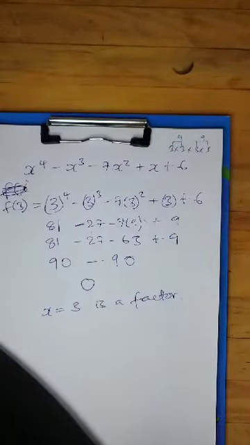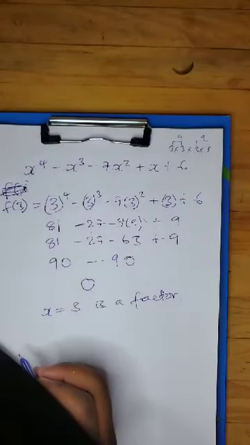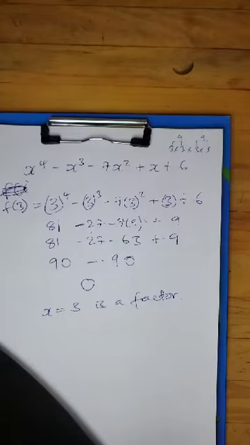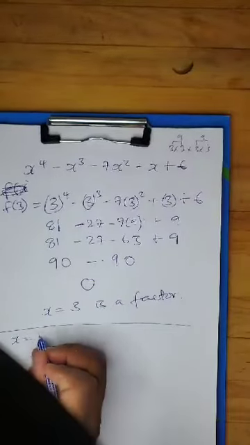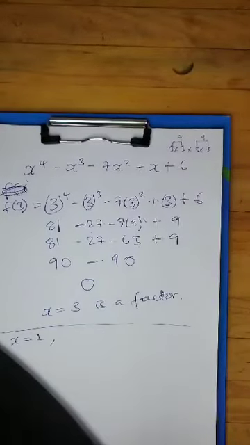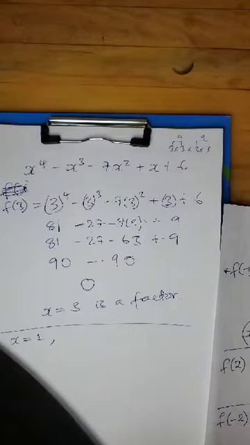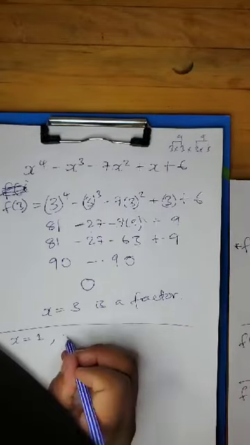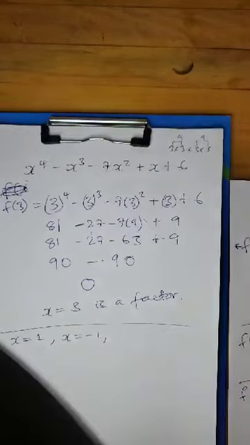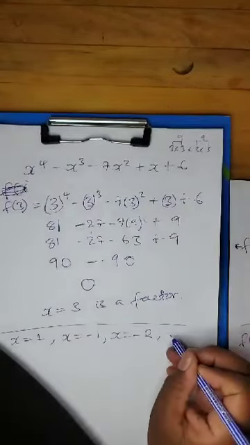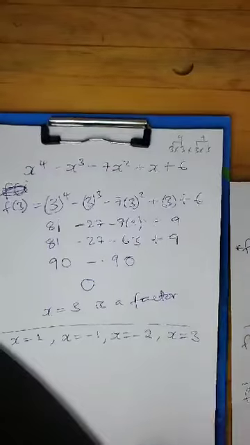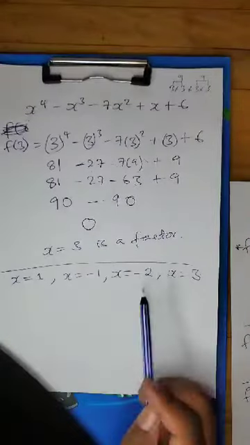Now, let's list all the factors that we found. Our first factor was x is equal to 1. Our second factor was x is equal to negative 1. Our third factor, x is equal to negative 2. And our fourth factor, x is equal to 3. So we've listed down the factors.